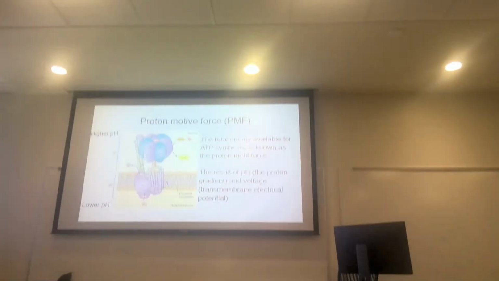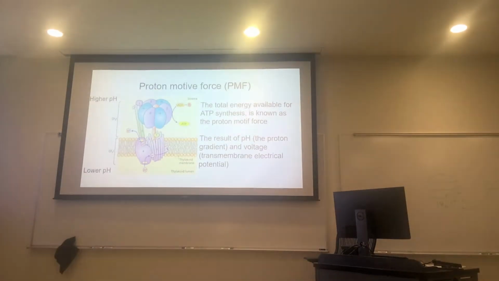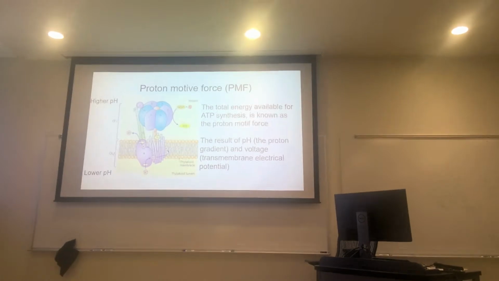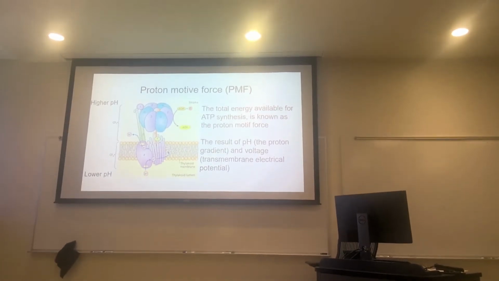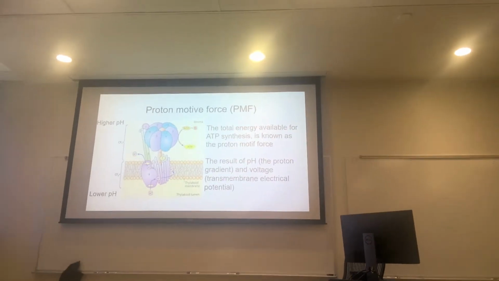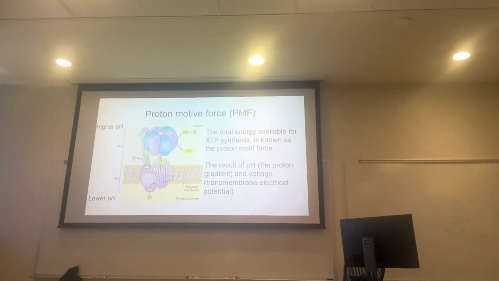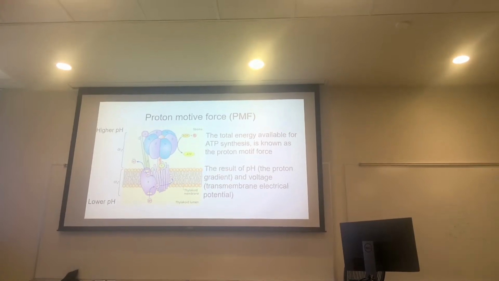So the total energy for ATP synthesis is known as the proton motive force, because it's the proton gradient that is created in synthesis. And it's a result of two things: the pH gradient and the voltage, which is the difference in the membrane potential, the voltage across it.